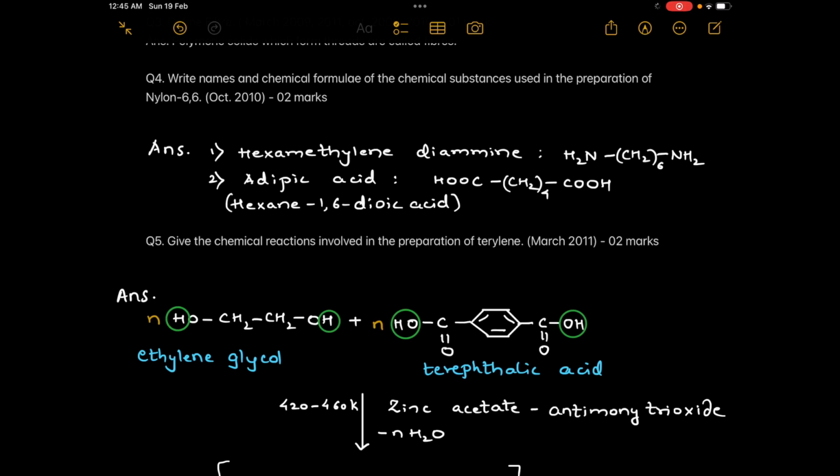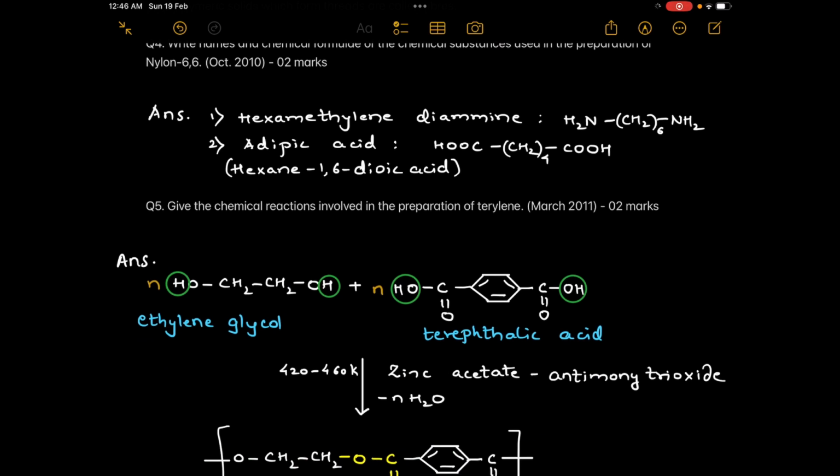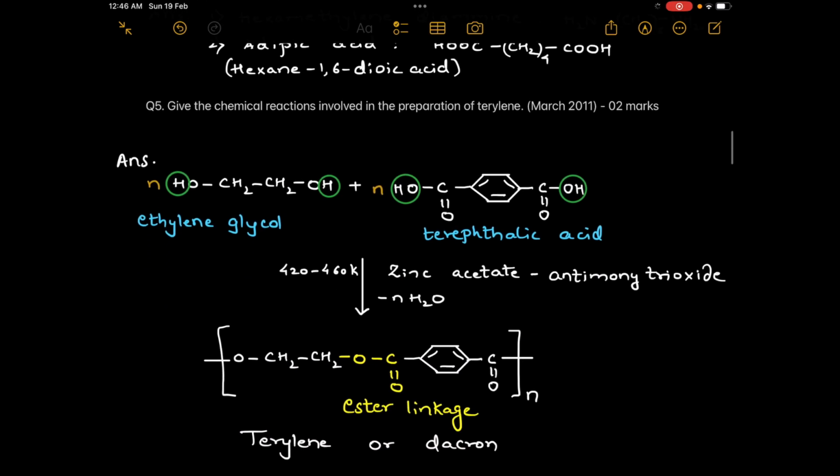Now see, it's again nylon 6,6. Just the question has been changed, but it is pertaining to nylon 6,6. So it's hexamethylene diamine wherein we give the structure, half mark. Writing hexamethylene diamine, half mark. Adipic acid, writing adipic acid is half mark, and writing the formula is half mark. Let's move on to the next question.